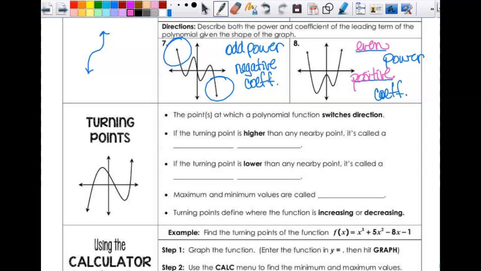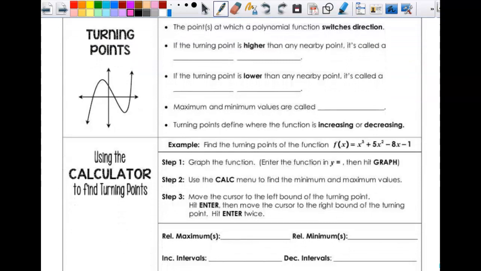Yes? Okay. So let's talk about turning points, which we've already talked about a little bit with our maximums and minimums, but we're going to talk about it a little bit more here. It says the turning points are the points at which a polynomial function switches direction. We go from increasing to decreasing or vice versa. If the turning point is higher than any nearby point, remember how we talked about the points in its neighborhood, then that makes it a relative maximum. If the turning point is lower than any nearby point, it is called a relative minimum.